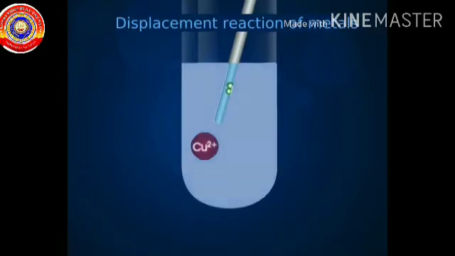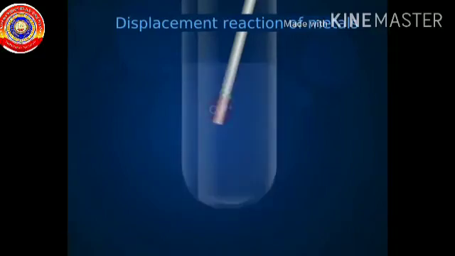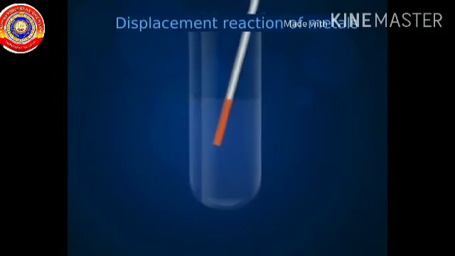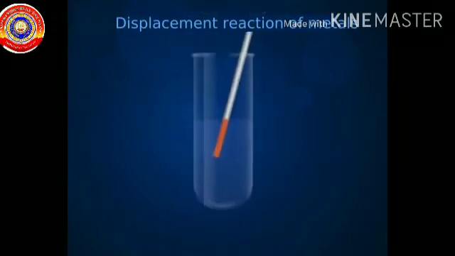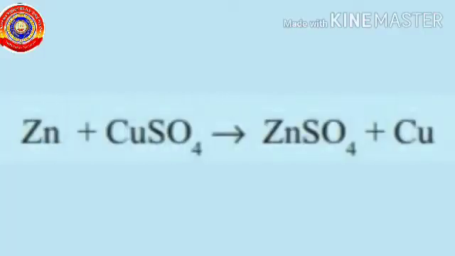The blue color of the copper sulfate solution is due to the presence of copper ions. The copper ion reaches the zinc rod, accepts 2 electrons and becomes a copper atom. As a result, copper gets deposited on the zinc rod and the color of the copper sulfate solution decreases gradually. The chemical reaction taking place here is given: Zn plus CuSO4 gives ZnSO4 plus Cu.